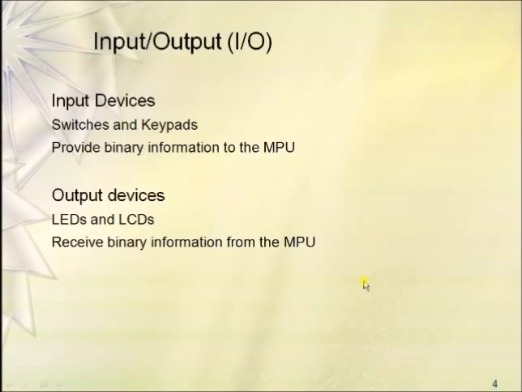Now let us see what is an input and output device. Input devices are the devices which give information to the processor from the external world, and the devices which take the information from the processor to the external world are considered output devices. Switches and keypads can be considered input devices. LEDs, LCDs, and motors can be considered output devices.